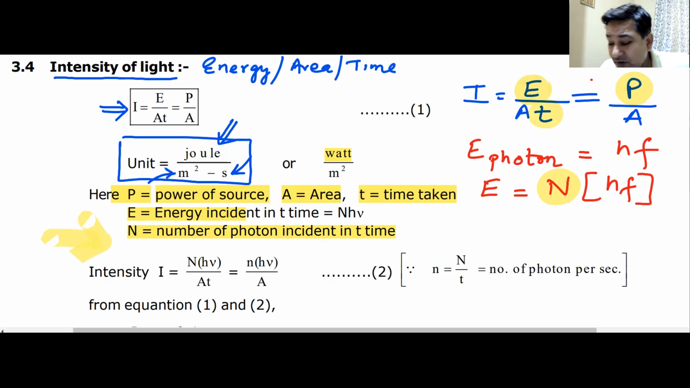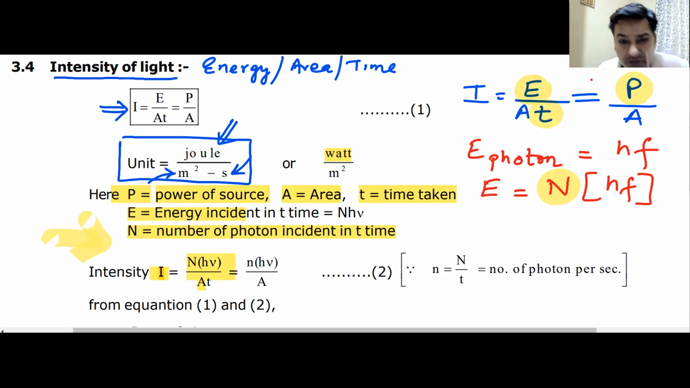So how does the formula look now? Intensity I becomes N into H into F divided by A into T. Yes or no? That is the next formula that you must remember. Intensity is N into H into F divided by A into T. Will you remember this?